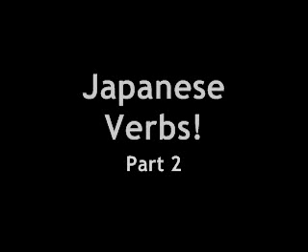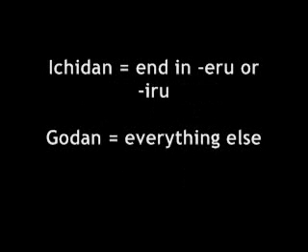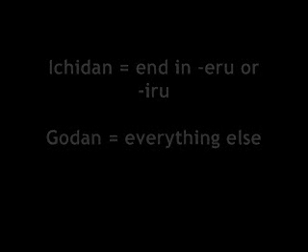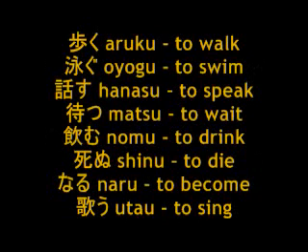In my last video, I talked about Ichidan verbs, which are verbs that end in eru and iru. Well, there's another type known as Godan verbs. Godan verbs pretty much end in everything else, so here's some examples. Aruku, oyogu, hanasu, matsu, nomu, shinu, naru, utau.